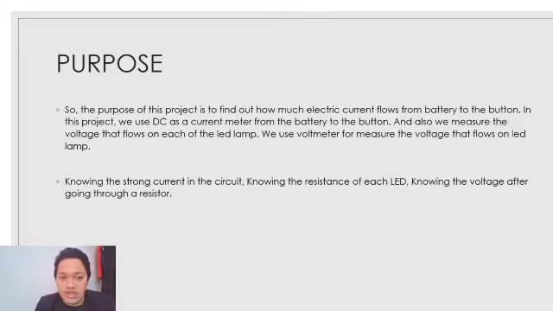And also we measure the voltage that flows on each of the LED lamps. We use a voltmeter to measure the voltage that flows on the LED lamp. Knowing the strong current in the circuit, knowing the resistance of each LED, knowing the voltage after going through a resistor. Maybe that's all from me.